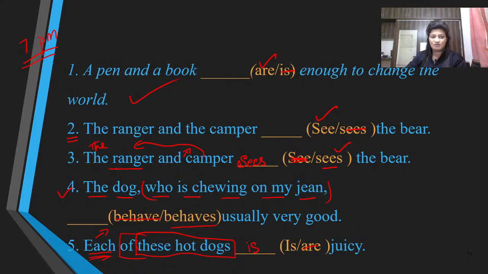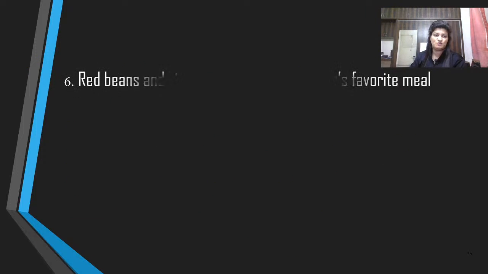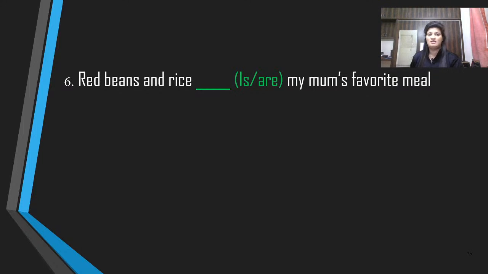Having said that, let's now move on to the next question, which is on the screen. That is: red beans and rice dash my mum's favorite meal. Okay, I've got the answer from Ekta.